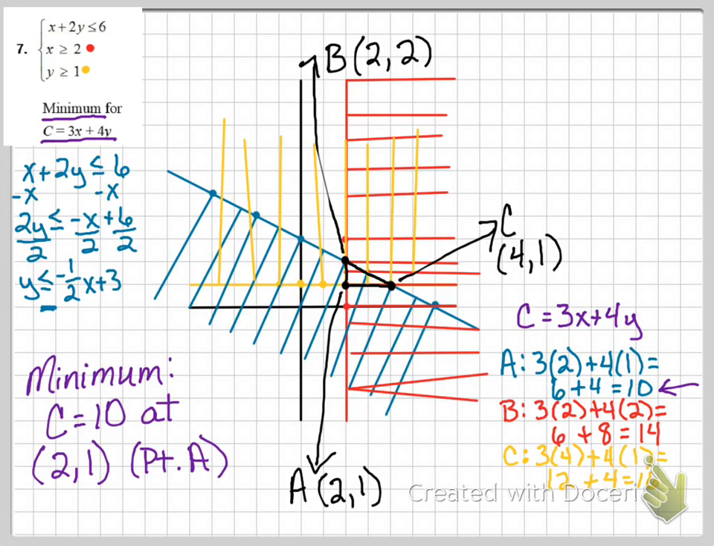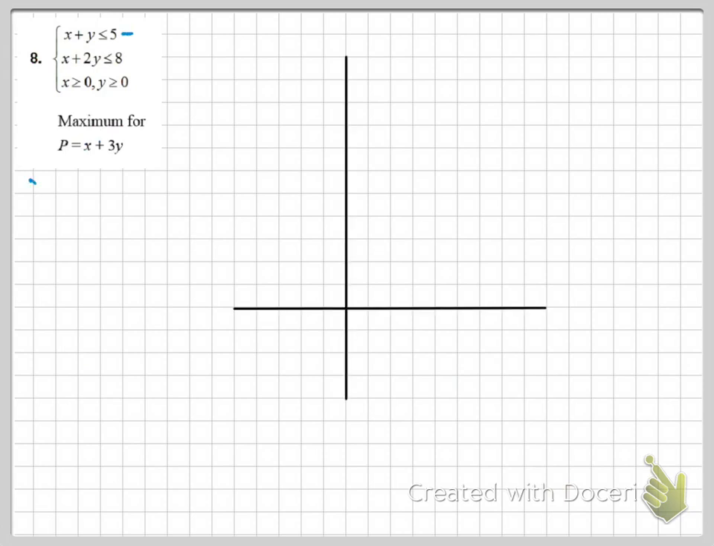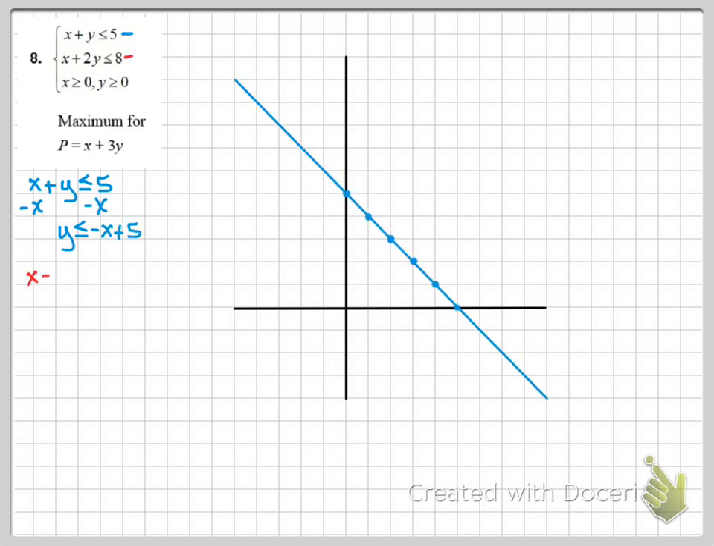Okay, last equation, the graph. Slow this down just a little bit. We need to get our first equation into slope-intercept form, into standard form. Subtract x. That gives me y is negative x plus 5. Graph that out. Second equation, subtract x, divide by 2. Gives me y is less than or equal to negative 1/2 x plus 4. Graph that out.